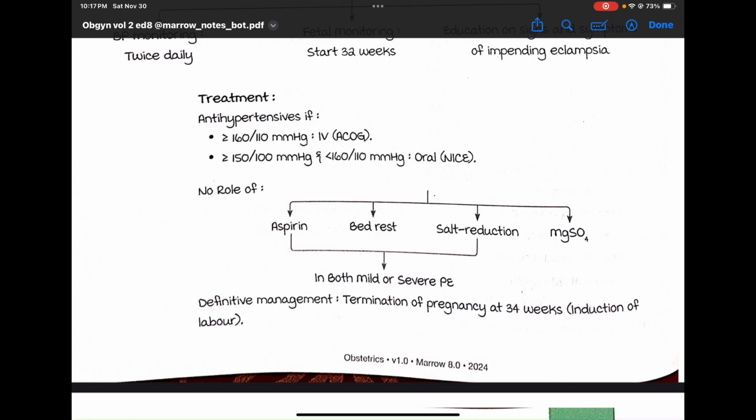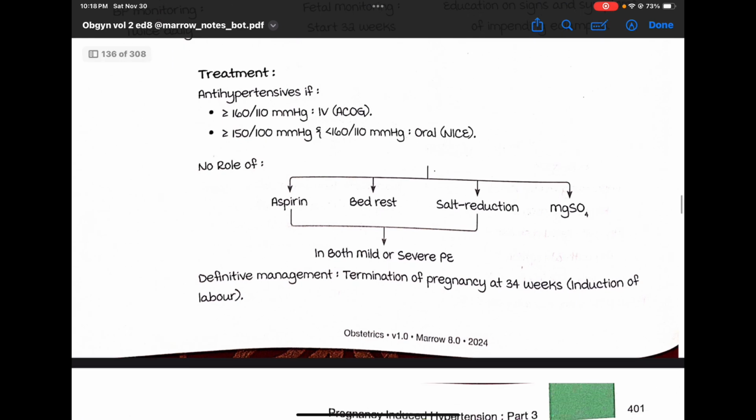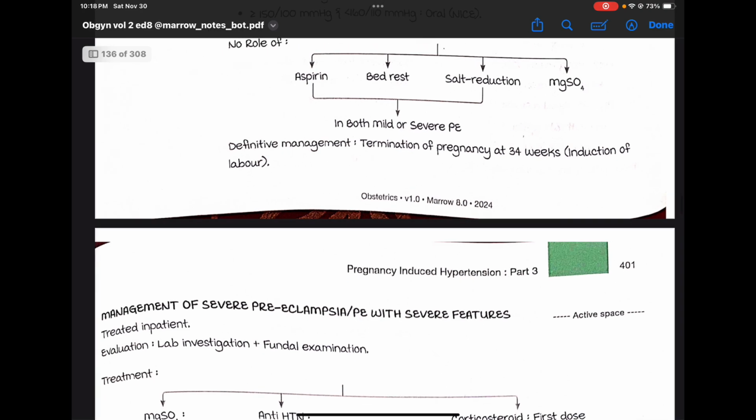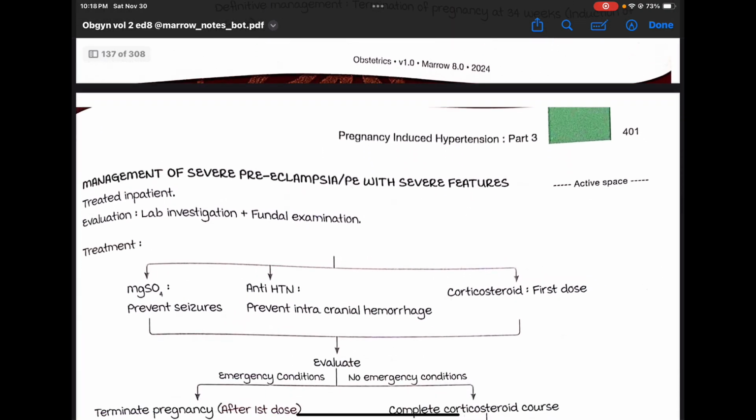IV antihypertensives are given for more than 150/100 mmHg, and oral for more than 160/110 mmHg. That is the NICE guideline. Most commonly given is labetalol. No role of aspirin, bed rest, salt reduction; magnesium sulfate is for severe preeclampsia, not mild. Definitive management: termination of pregnancy at 34 weeks by induction of labor.